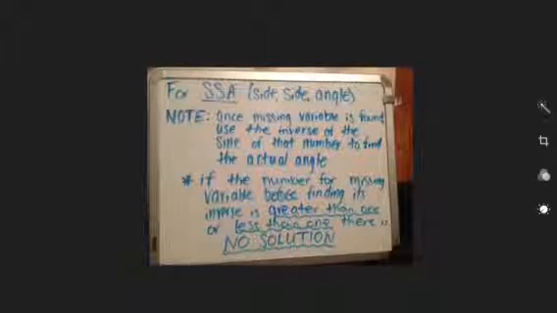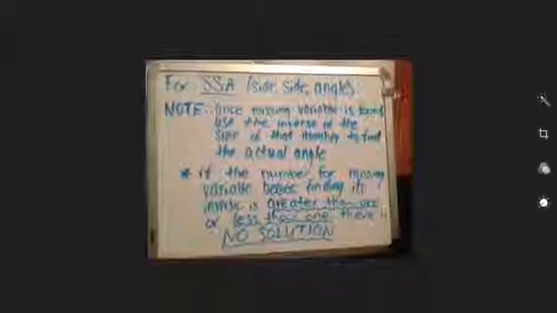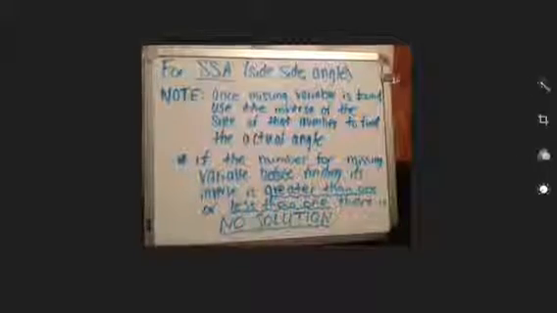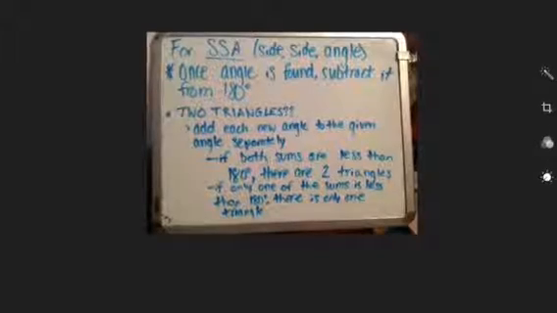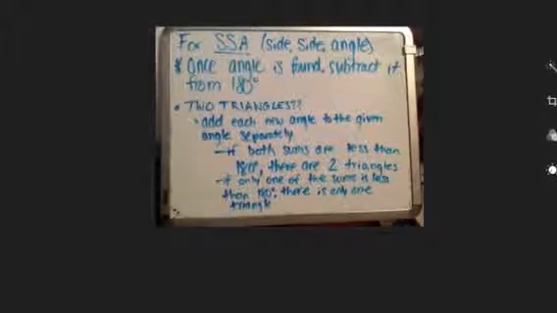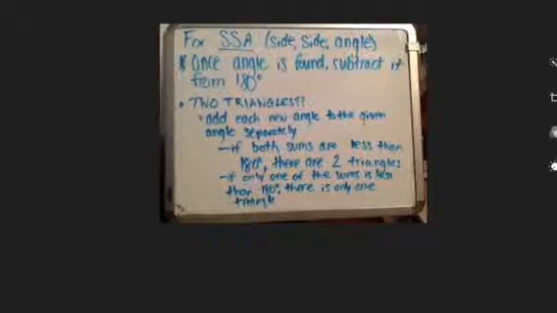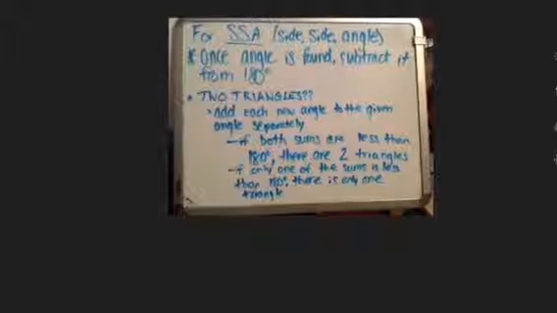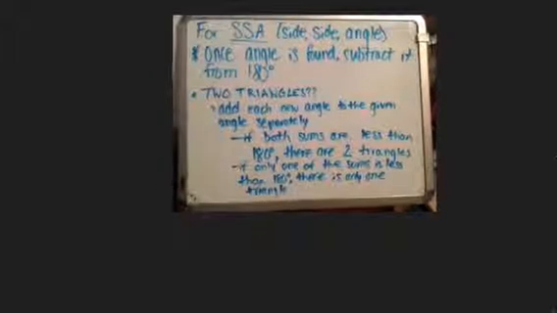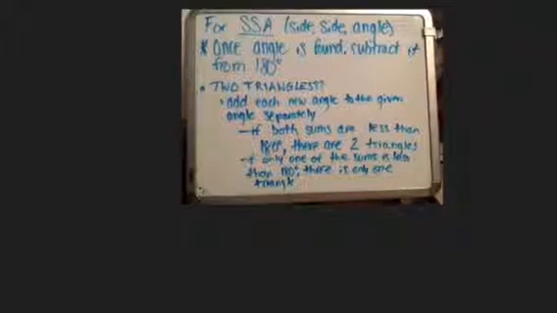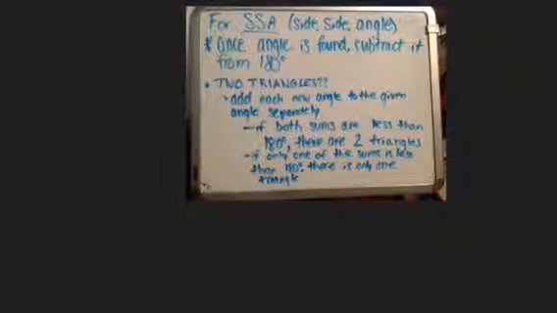For SSA, you must note that once the missing number is found, you use the inverse of the sine of that number to find the actual angle. If the number before finding the inverse is more than 1 or less than -1, there is no solution. Once the angle is found, subtract it from 180 degrees. There is a possibility of two triangles. Add each new angle to the given angle separately. If both sums are less than 180 degrees, there are two triangles. If only one of the sums is less than 180 degrees, there is only one triangle, which is the one that didn't add up to 180.